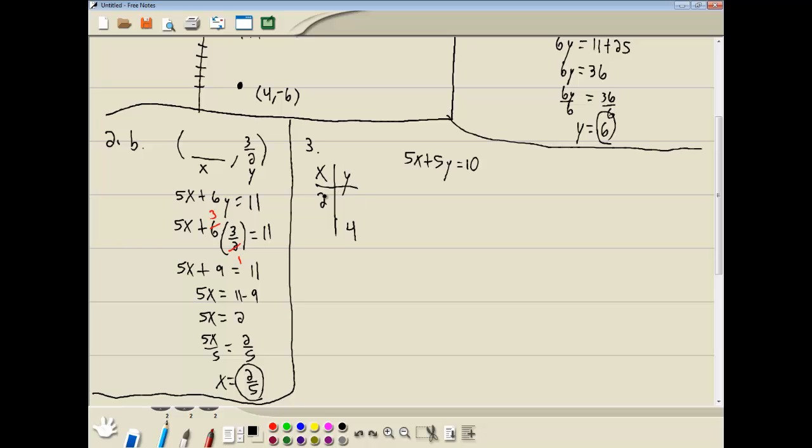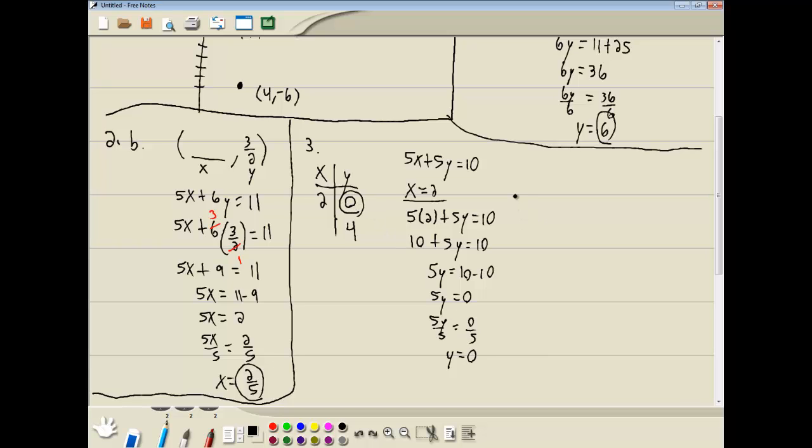Okay, so they give us the x value here. So let's do that one first. They're giving us x is equal to 2. So if we put that in for the x, we got 5 times 2 plus 5y is equal to 10. 5 times 2 is 10, so we got 10 plus 5y is equal to 10. Take the 10 over, and we got 10 minus 10, which gives us 0. And then divide both sides by 5. And we end up with y is equal to 0. So that'd be our first part of our answer.